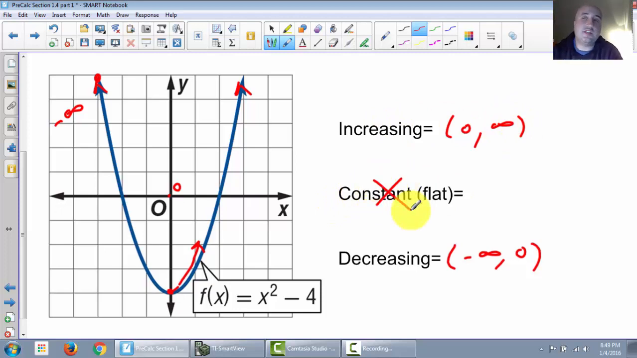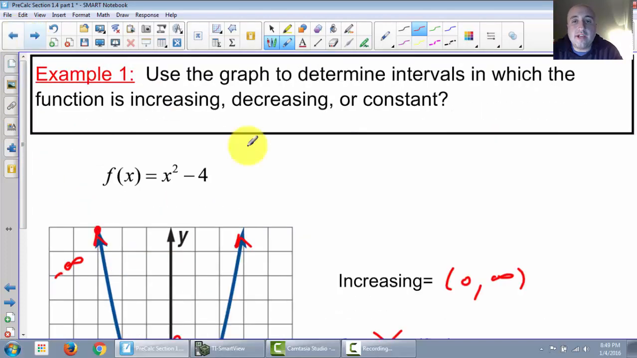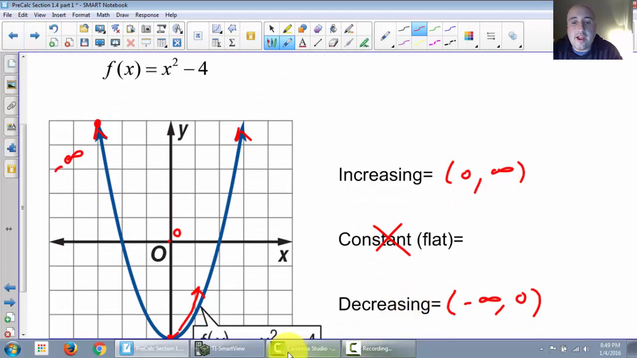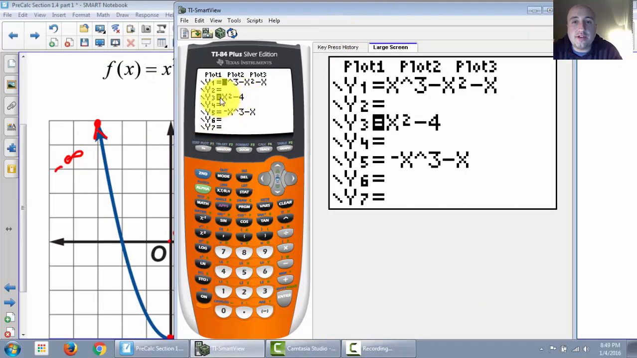This one is just increasing and decreasing. All right, example 2. Now we could, let me actually go back to this example. I could graph this. I'm going to go to my y equals, and I have it right here, x squared minus 4, so the second one down.